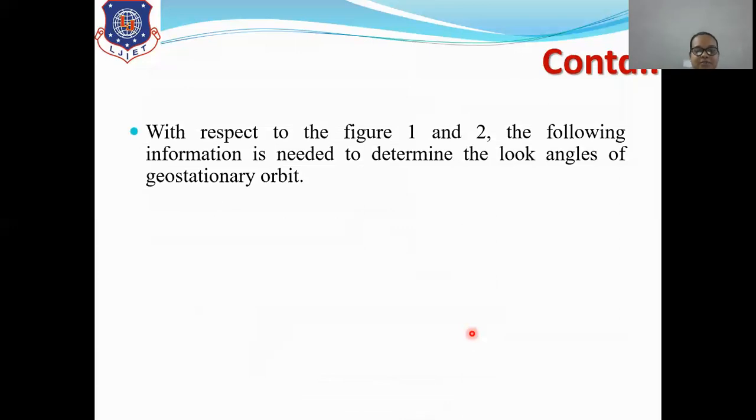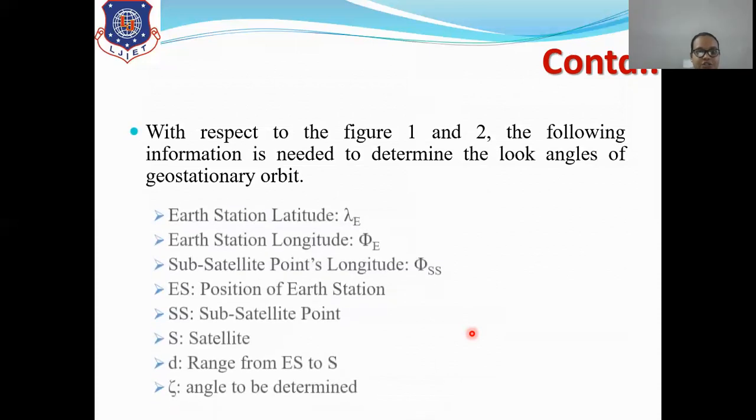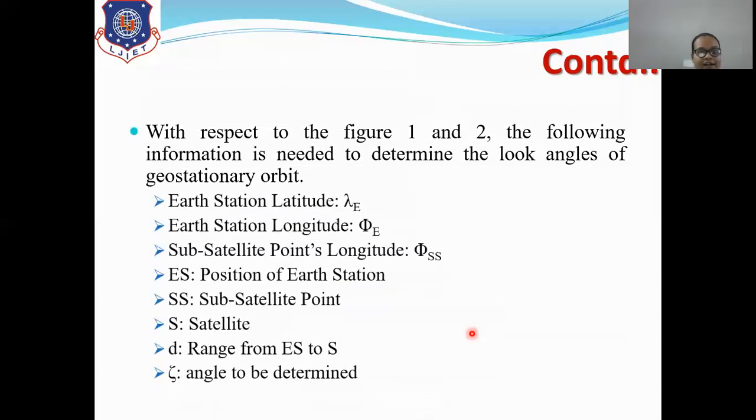Now, with respect to figure 1 and 2, the following information is needed to determine the look angles of geostationary orbit. So, what will be given? First, the Earth station latitude, which is lambda e. Then the Earth station longitude, which is denoted by phi e. Make sure that you use these denotations only. Do not change the denotations.